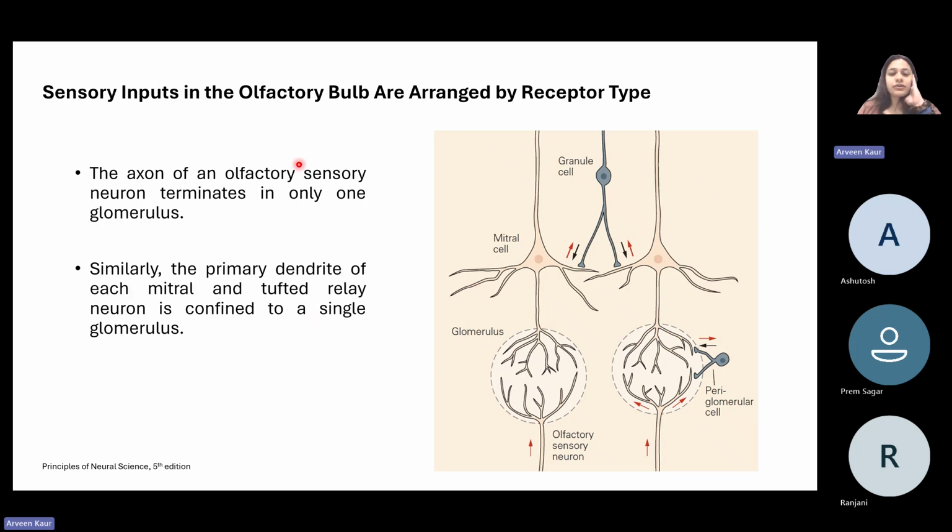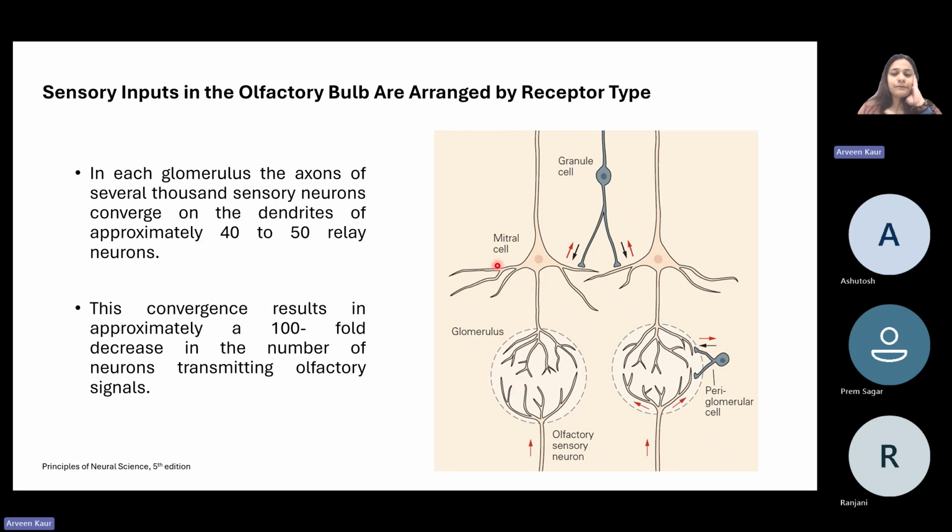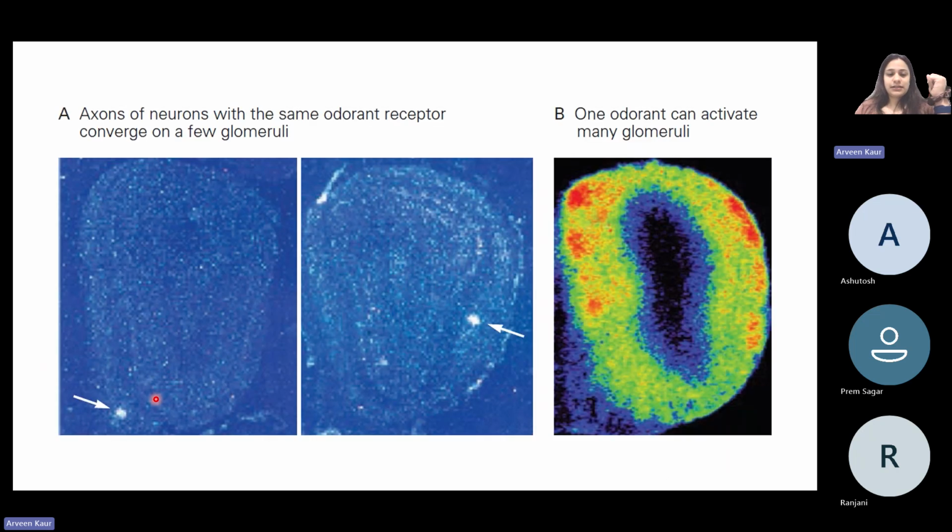The axon of the olfactory sensory neurons terminates in only one glomerulus. Similarly, the primary dendrite of each mitral and tufted relay neuron is confined to a single glomerulus, right? So the same mitral cell will not go to this as well as this glomerulus, right? In each glomerulus, the axons of several thousands of sensory neurons converge on the dendrites of approximately 40 to 50 relay neurons. This convergence results in approximately a hundred-fold decrease in the number of neurons transmitting olfactory signal, right?